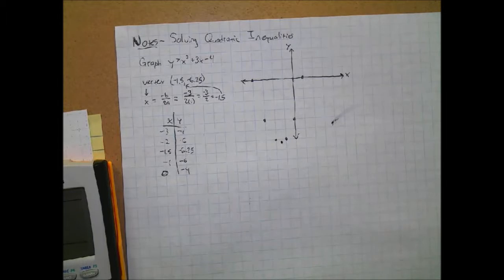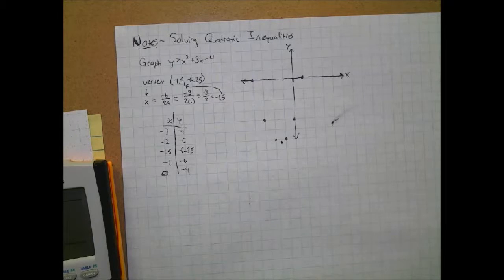Now, we've got to be a little bit careful here. When we graph inequalities, we have two different kinds of borderlines that we can draw. It's either going to be solid or dotted. Okay? What kind of borderline do we want to draw here? Is it going to be a solid line or a dotted line?